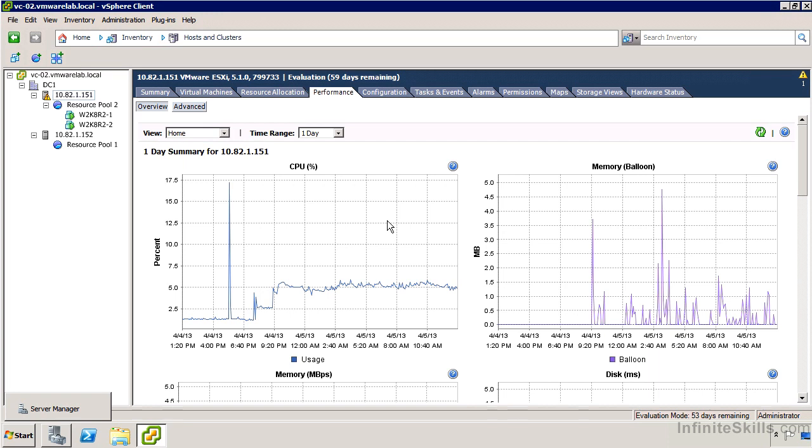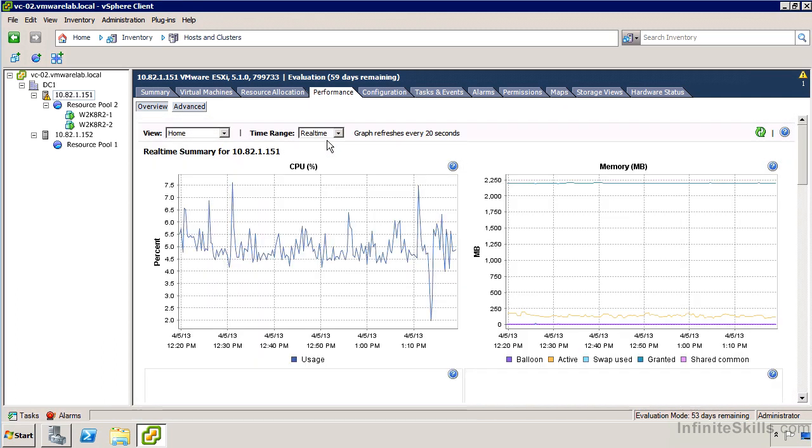So in this case, I'm taking a look at the performance tab of one of my hosts, and you can see that we've got two areas, the overview and the advanced, and we'll take a look at the advanced in a minute. But inside the overview, you can see that I've got view and also a time range. If you were using the free ESXi product, you'd be able to see real-time statistics, but you wouldn't be able to see these aggregated statistics that we have for daily, weekly, or custom time periods.